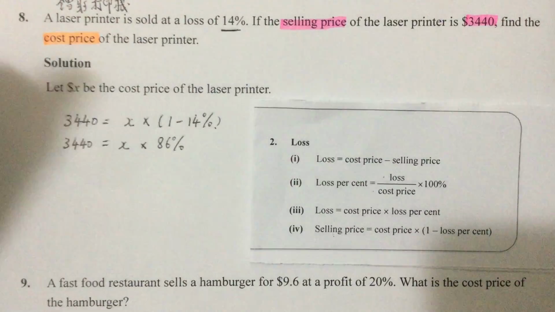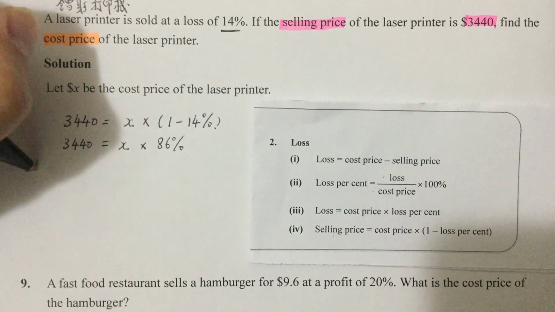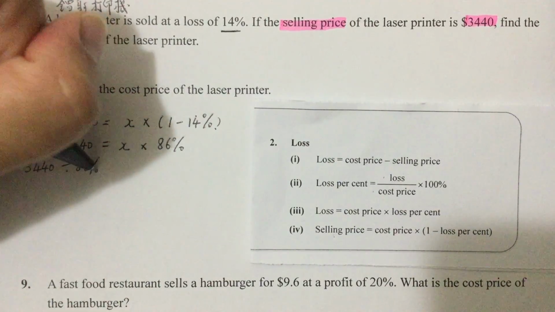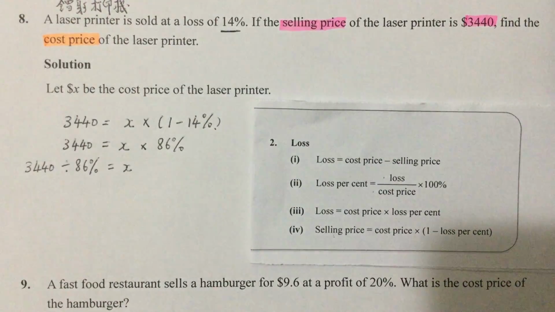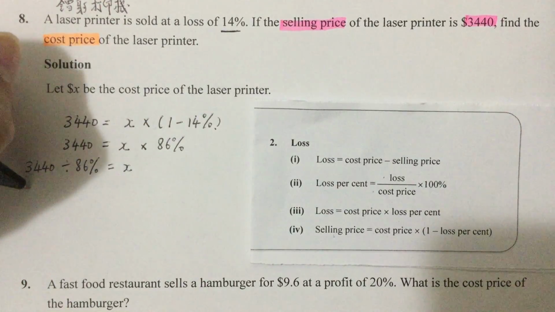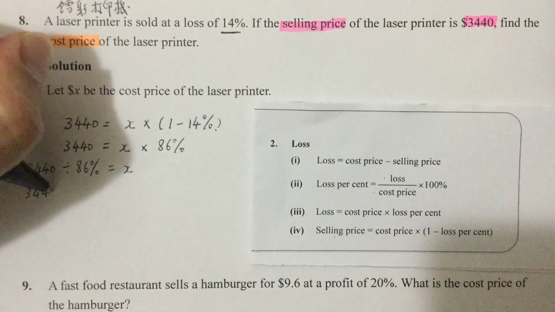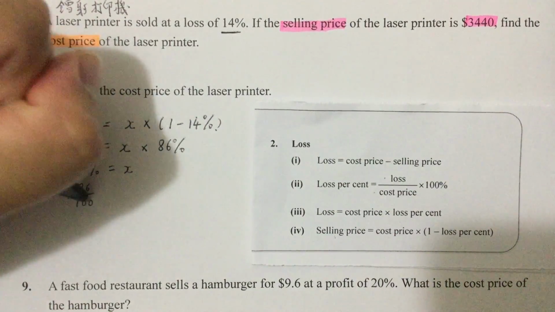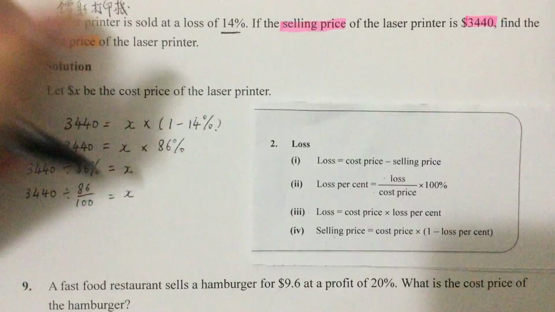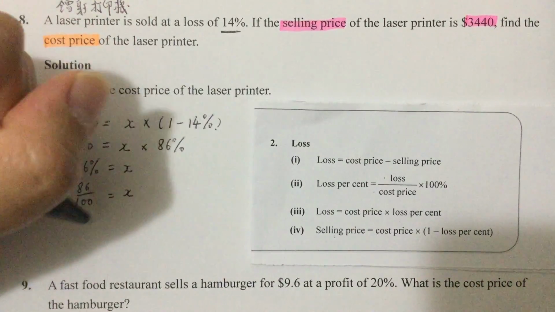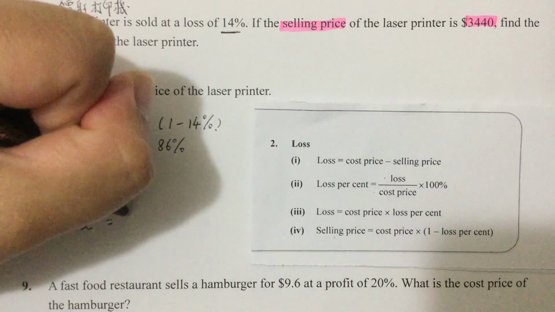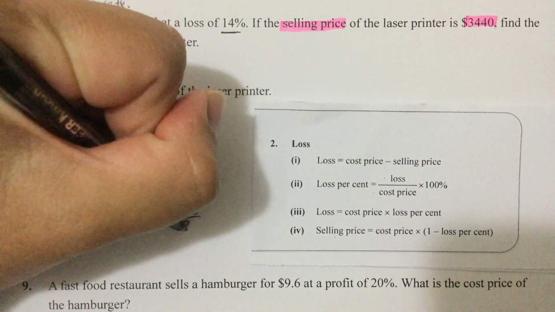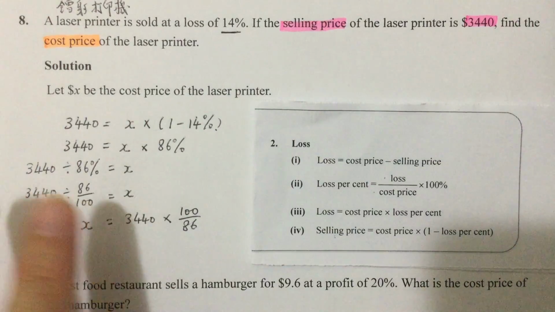Okay, and then we move to the other side. You have 3,440 divided by 86% equals X. We have something like this, and then 3,440 divided by 86 over 100 equals X. And also we interchange it, both sides. X equals 3,440 times 100 over 86. Interchange it and interchange it.